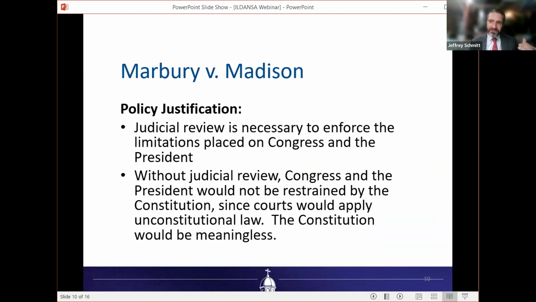And the real argument for judicial review is this policy argument, where the court says, what good is a written constitution without judicial review? It would be meaningless, right? The Constitution creates this structure. It limits governmental action.